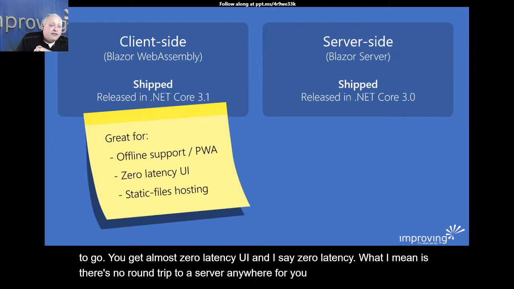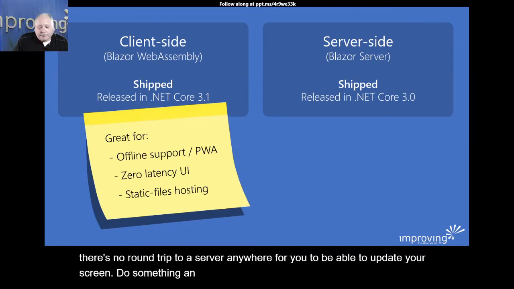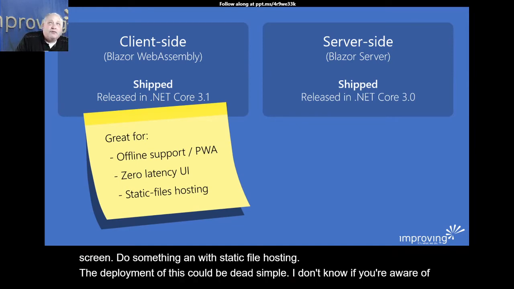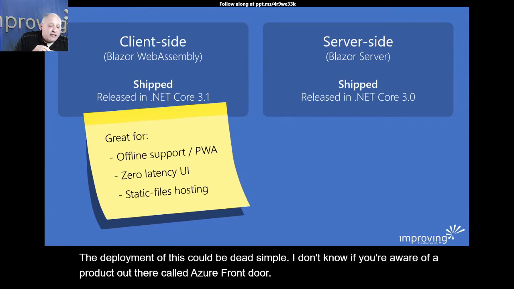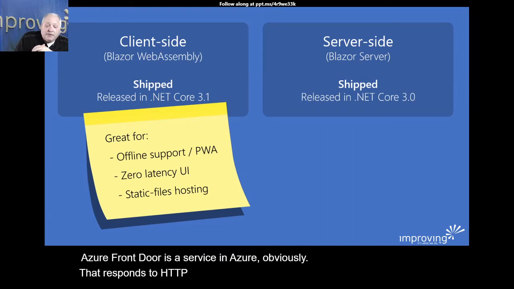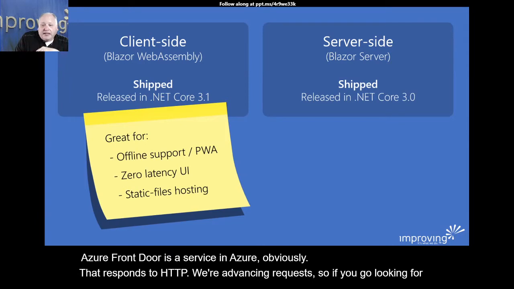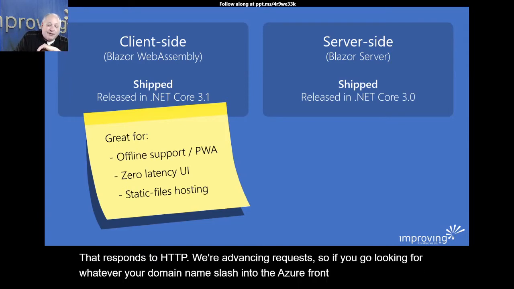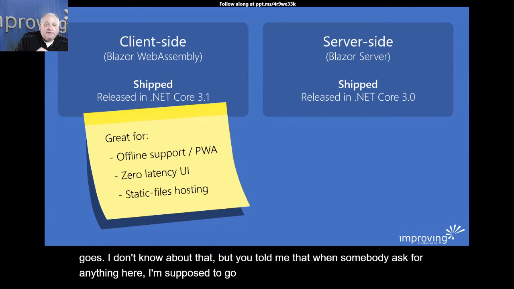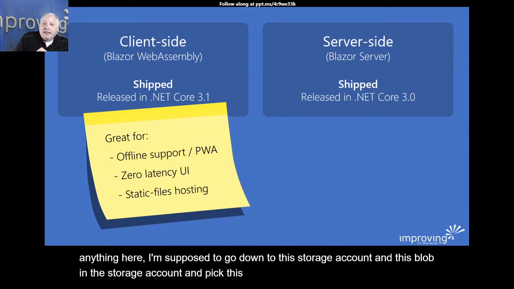And with static file hosting, the deployment of this could be dead simple. I don't know if you're aware of a product out there called Azure Front Door. Azure Front Door is a service in Azure that responds to HTTP events and requests. So if you go looking for your domain name slash, into the Azure Front Door it goes, and it says, I don't know anything about that, but you told me that when somebody asks for anything here, I'm supposed to go down to this storage account and this blob in the storage account and pick this file up and serve it back. So that's all it is.